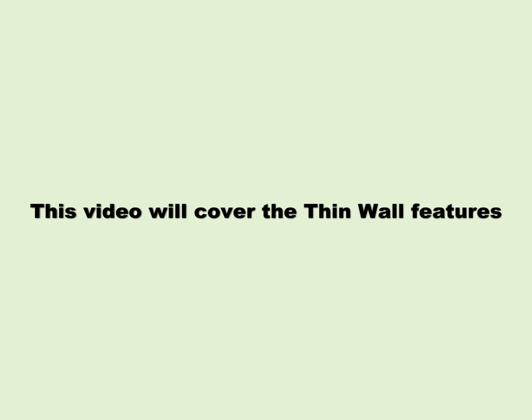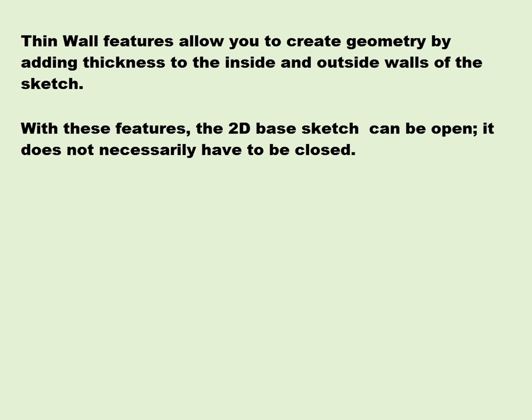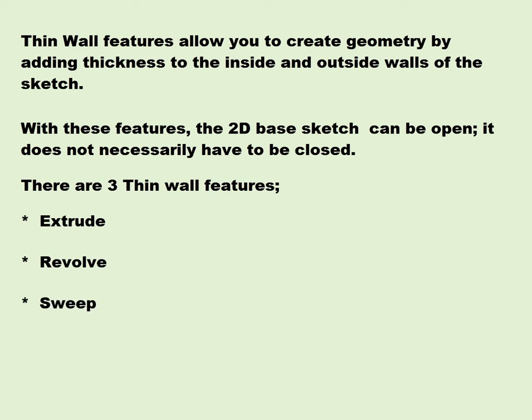This video will cover thin wall features. Thin wall features allow you to create geometry by adding thickness to the inside and outside walls of the sketch. With these features, the 2D base sketch can be open. It does not necessarily have to be closed. There are three thin wall features: extrude, revolve, and sweep.